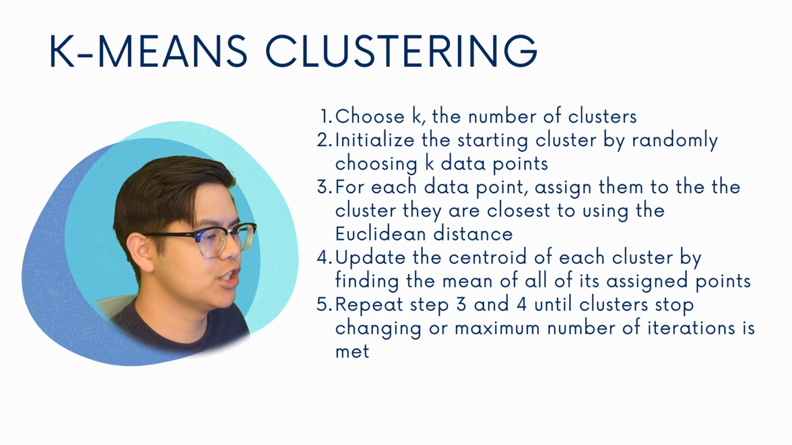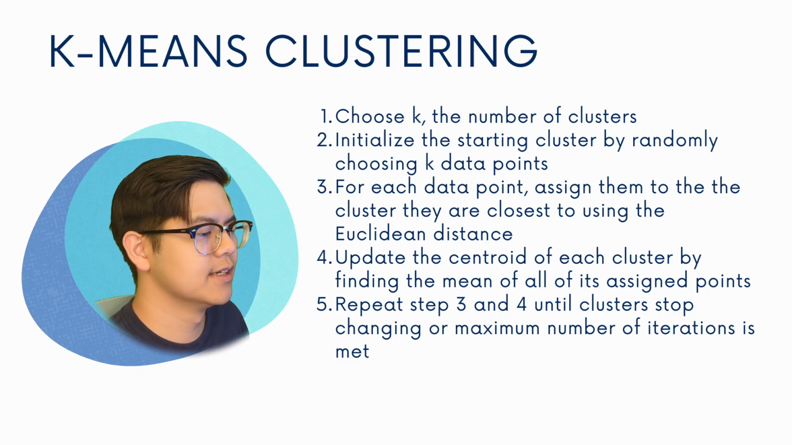The first step is to choose k, the number of clusters that we want. The second step is to initialize the clusters. To do this, randomly choose k data points where each data point represents the centroid of its cluster. The third step is to assign all of the data points to a cluster. For a single data point, this is done by finding the Euclidean distance between that data point and all the cluster centroids. The smallest value will be the cluster that this data point is assigned to.